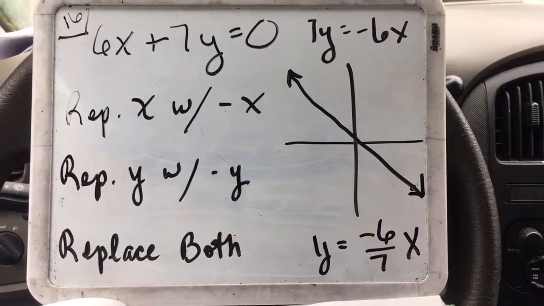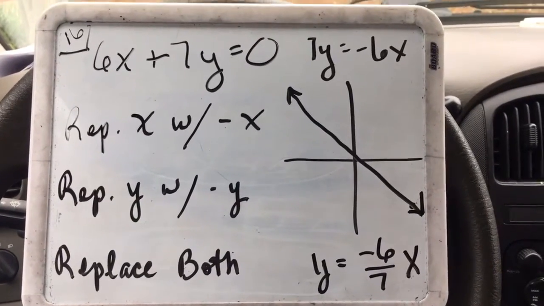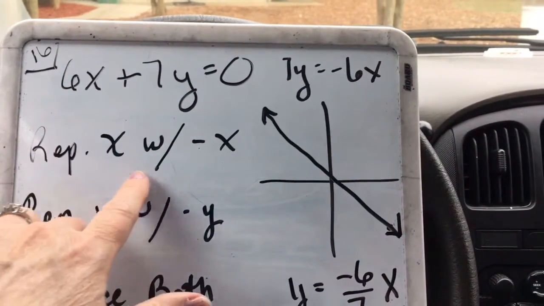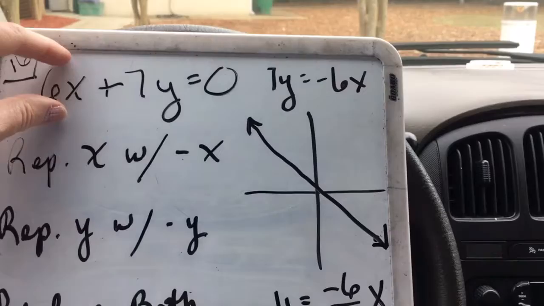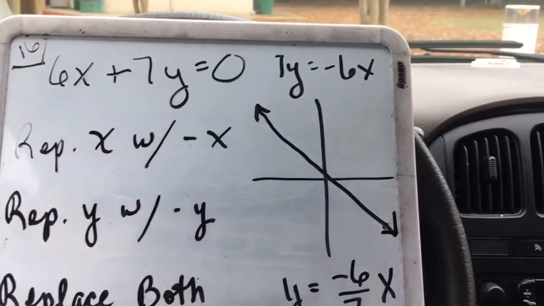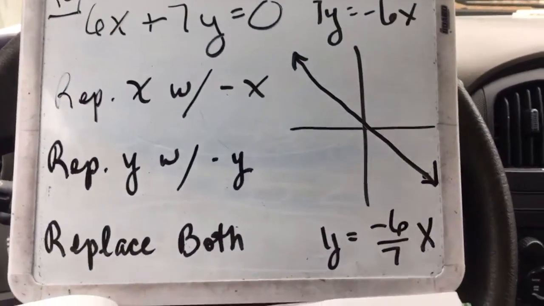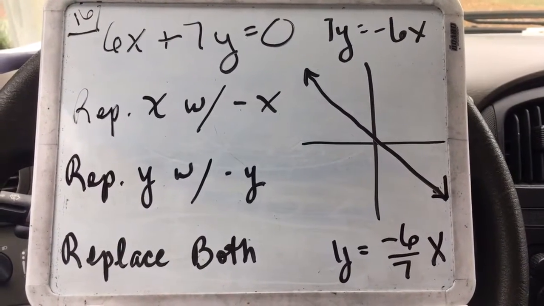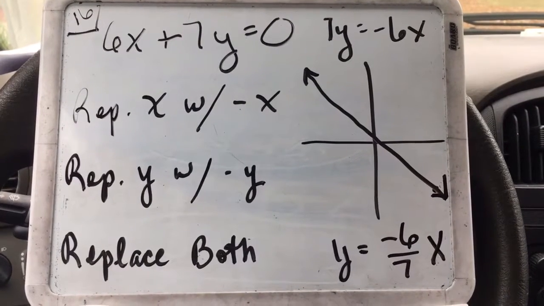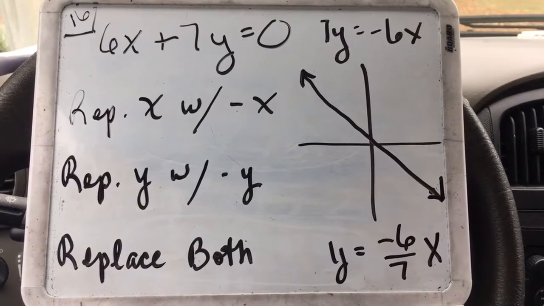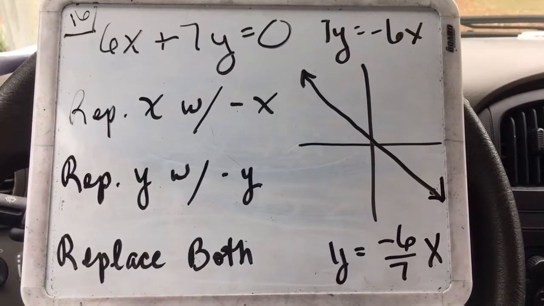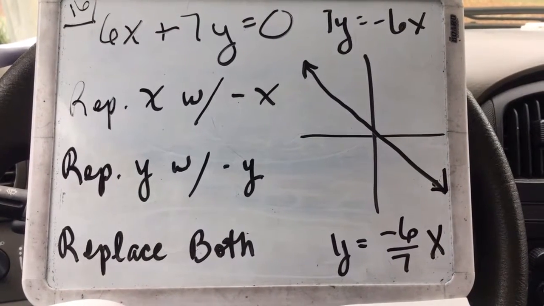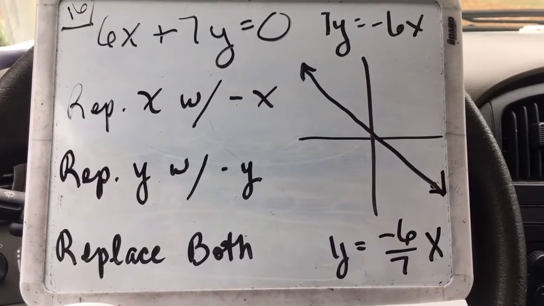All right, so now we have an interesting one. 6x plus 7y is equal to 0. Now, when we look at it, when we replace x with negative x, this part's going to change signs, but not this part. If we replace y with negative y, that doesn't work either, because only one part of the equation changes. What about if I replace both? If I replace the x with the negative x, and the y with the negative y, then I'm changing both signs at the same time, which winds up being symmetric about the origin.